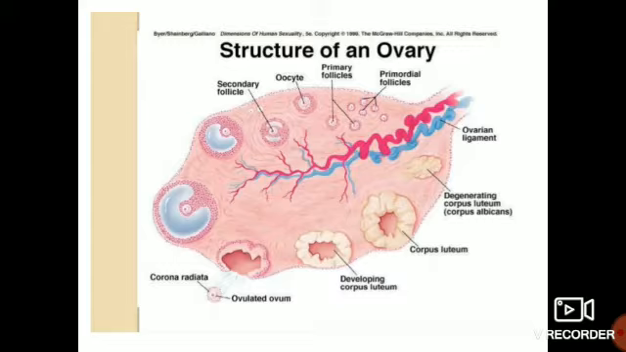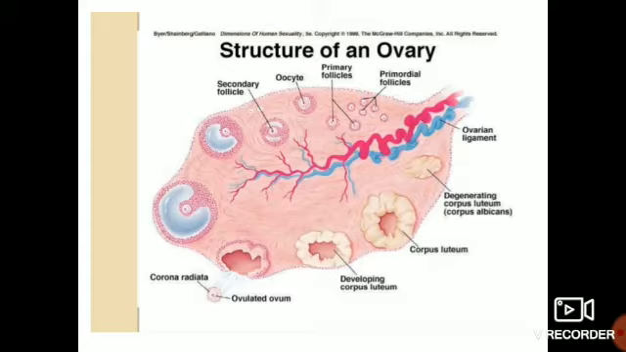Now you will be finding the degenerating corpus luteum and the developing corpus luteum. The secondary follicle showing the oocyte is actually the germ cell, which is present inside this follicular structure, inside which is the real thing we are looking at over here. You will be finding primary, secondary, and tertiary follicles, then it forms an empty structure over here where the ovule has come out. This is called ovulation.